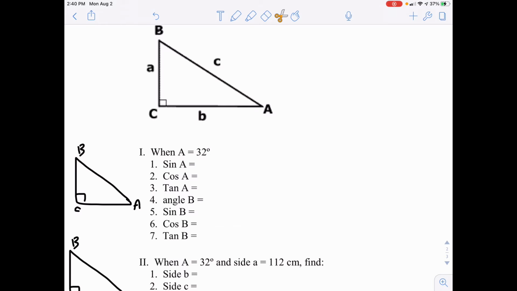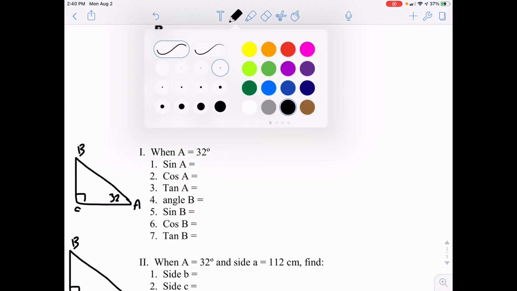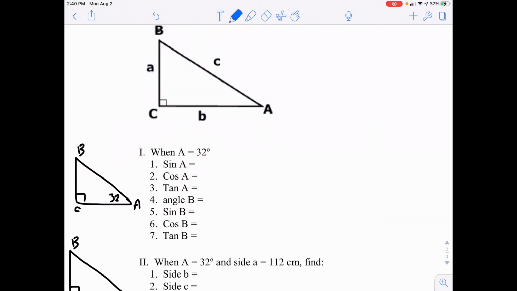Okay, so the only thing we know is that angle A is 32 degrees. Well, I'm going to show all my answers in blue. The first thing we can figure out is that angle B must be the complement to angle A. So angle B must be 90 minus 32, which is indeed 58 degrees. Now, for the next part, all we have to do is take the sine, cosine, and tangent of 32, and then the sine, cosine, and tangent of 58. So pause the video, put that in your calculator, and then we'll proceed.